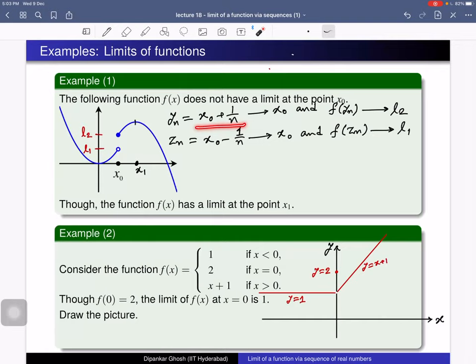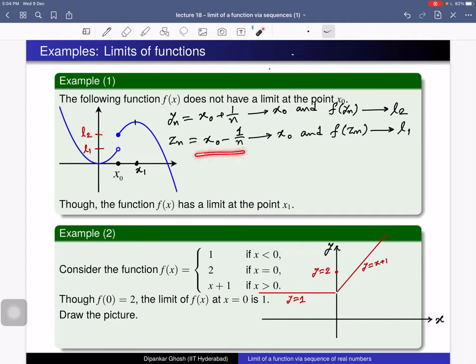Then as n tends to infinity, this sequence value is tending to x naught. Yes, we can see that if we approach x naught from the right side, then the function value is given by this graph, and it will be approaching this value. So f of y suffix n tends to this value L suffix 2.